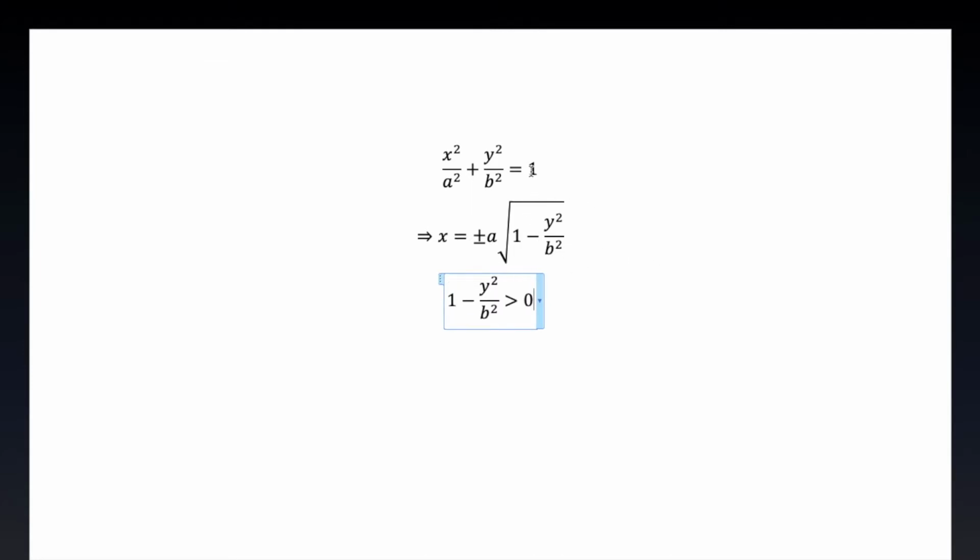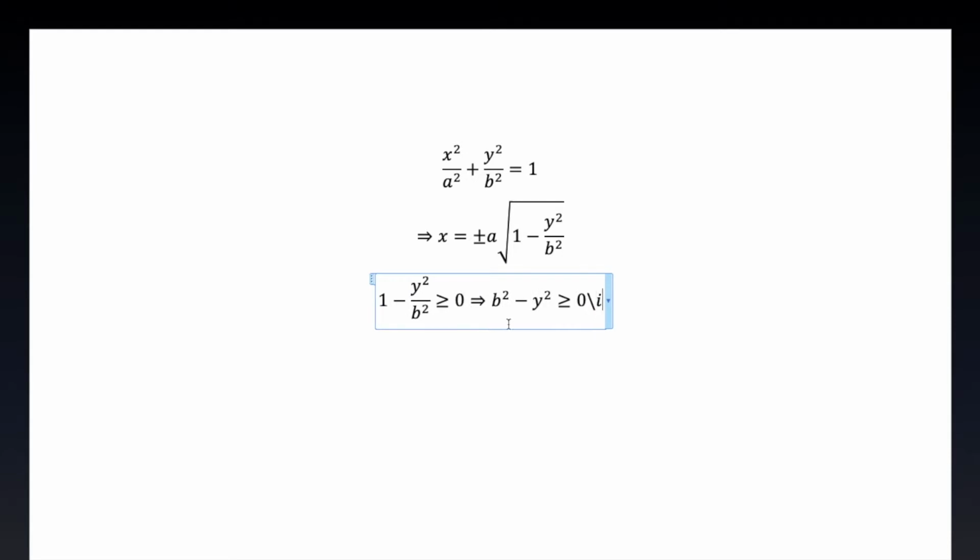Otherwise, this doesn't make sense. There will be no real value of x for y. This implies b square minus y square is greater than or equal to 0. b square minus y square, and I'm multiplying by b square. Since b square is a non-negative quantity, the inequality will remain unchanged.